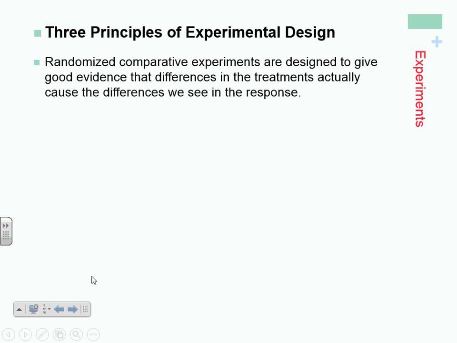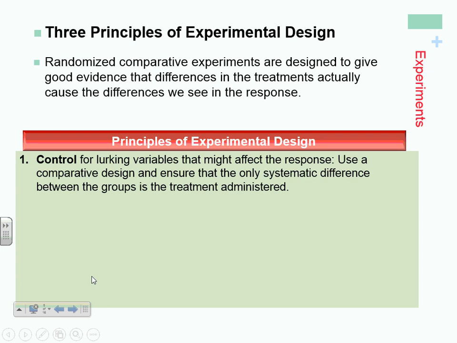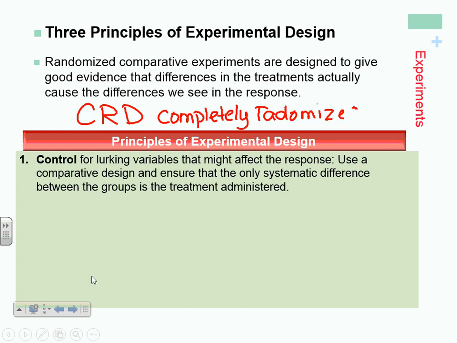So that brings us to, what are those important 3 principles of experimental design? You need to know these backwards and forwards and be able to discuss them. Randomized comparative experiments are designed to give good evidence that differences in the treatments actually cause the differences we see in the response. We're going to call these CRD, a completely randomized design. And you can use this abbreviation when you're talking about your experimental design, and make sure when you're talking about your CRD, you address how you met each of these principles of experimental design.